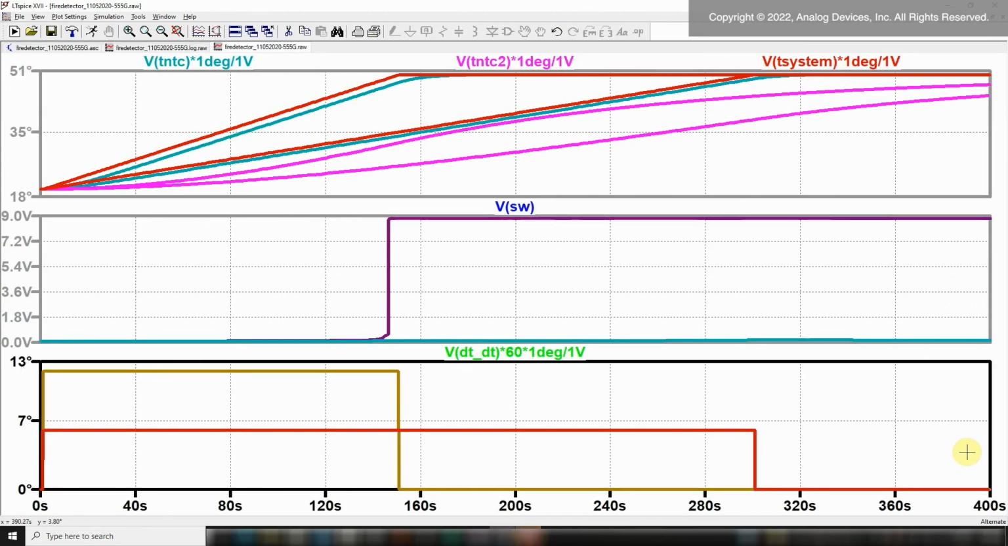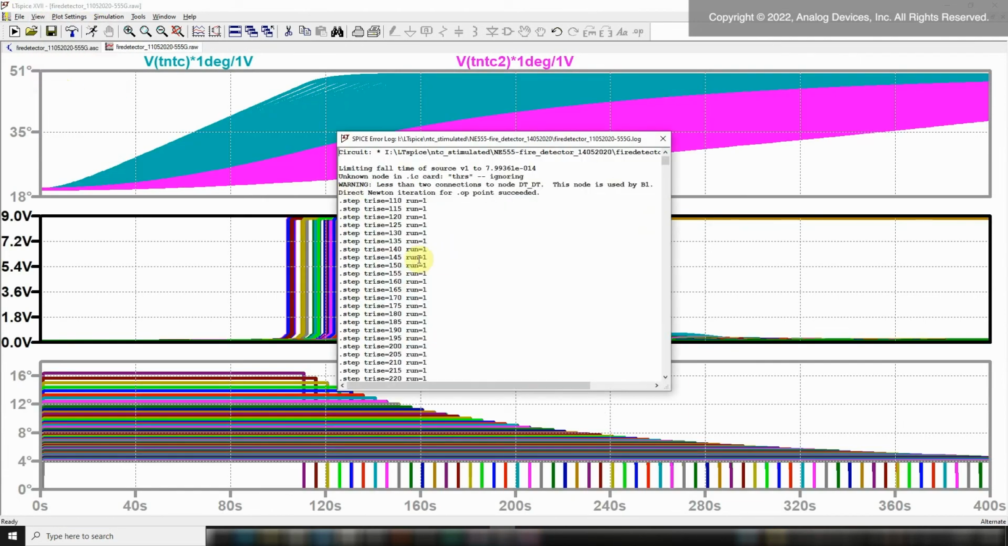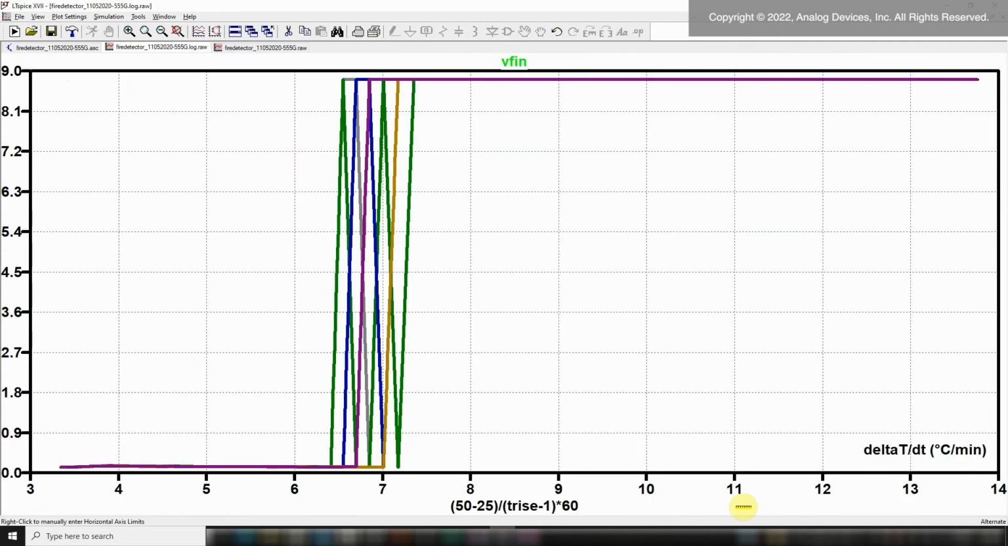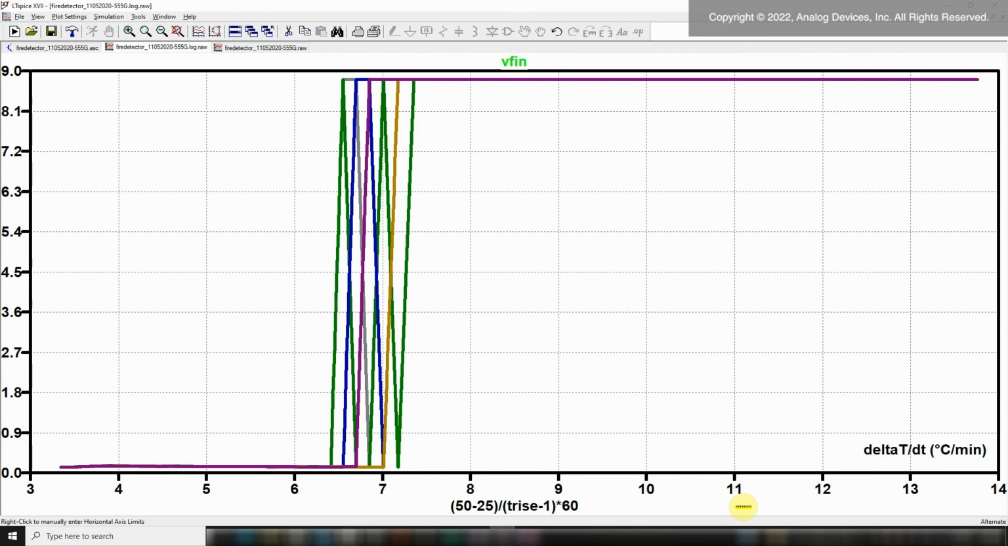We see here that the switch happening at 12 degrees C per minute does not operate at 6 degrees C per minute, even if the final temperature is the same, around 50 degrees C. When we plot all the results in function of the gradient intensity, we conclude that the detector does not switch with a gradient under 6 degrees C per minute and switches 100% for a gradient above 7.5 degrees C per minute, which is in fact the goal of this rate of rise detector.